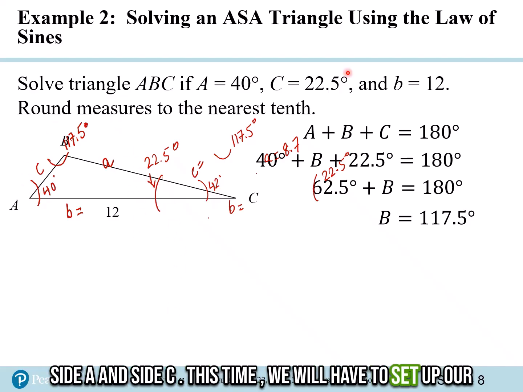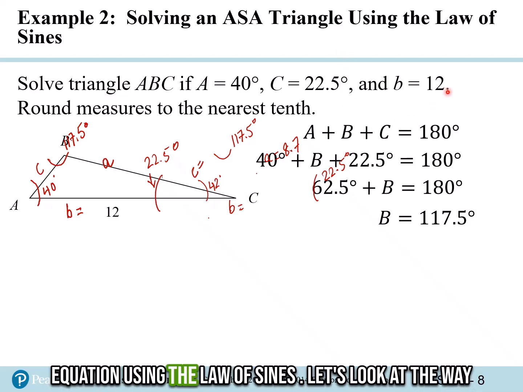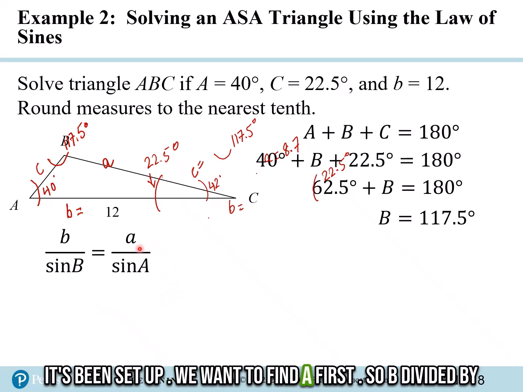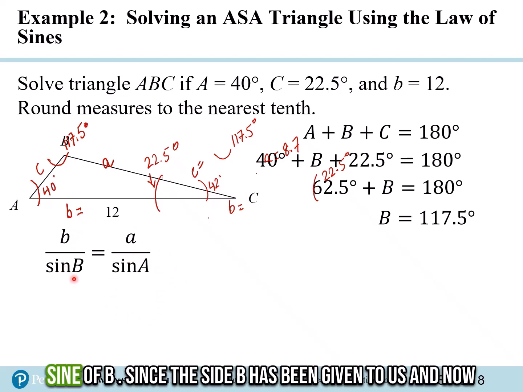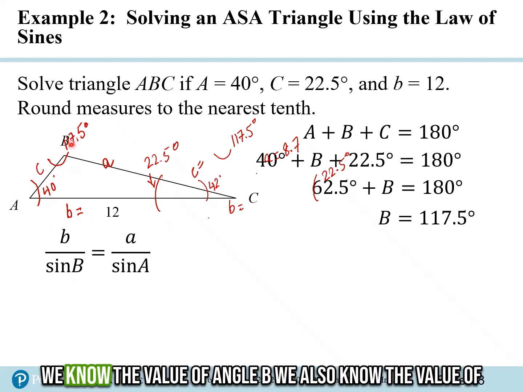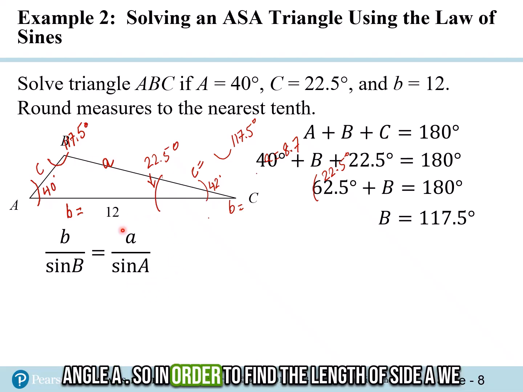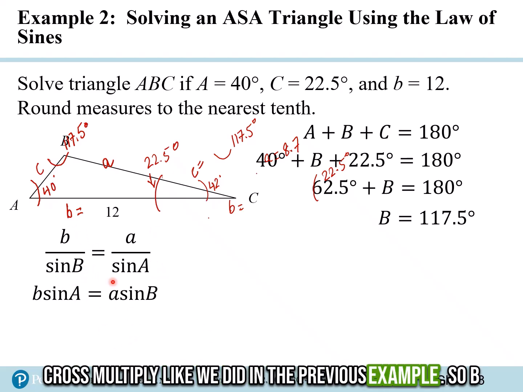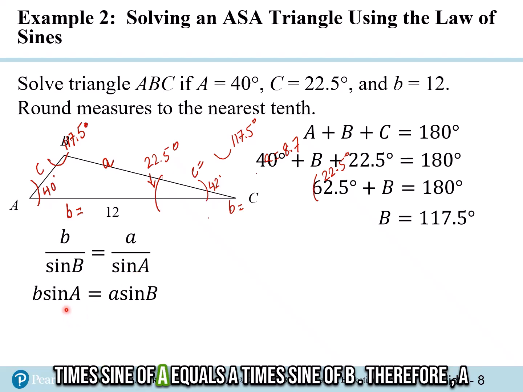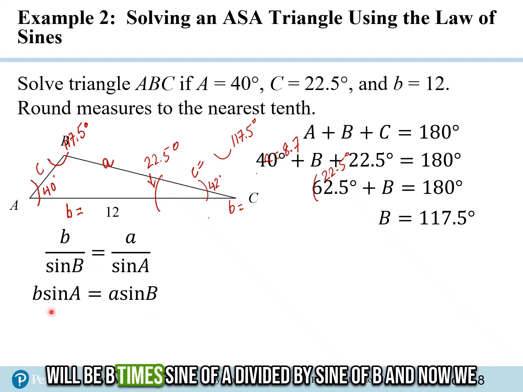The next step is to find the lengths of side A and side C. This time we will have to set up our equation using the law of sines. Let's look at the way it's been set up. We want to find A first. So B divided by sine of B. Since the side B has been given to us and now we know the value of angle B, we also know the value of angle A. So in order to find the length of side A, we cross multiply like we did in the previous example. So B times sine of A equals A times sine of B. Therefore, A will be B times sine of A divided by sine of B.